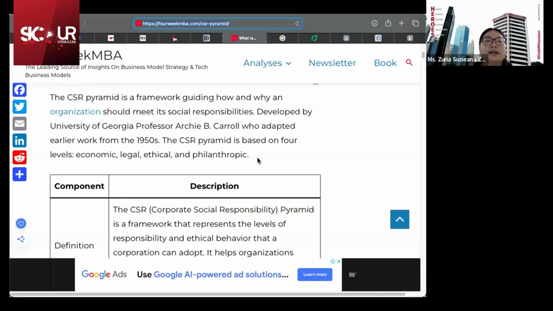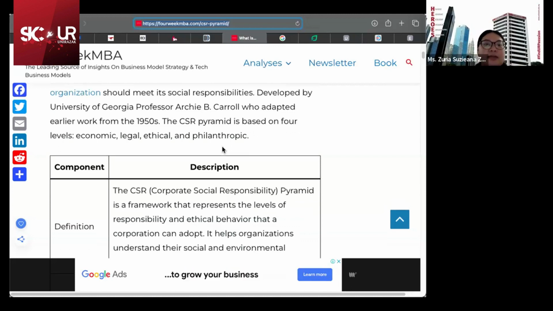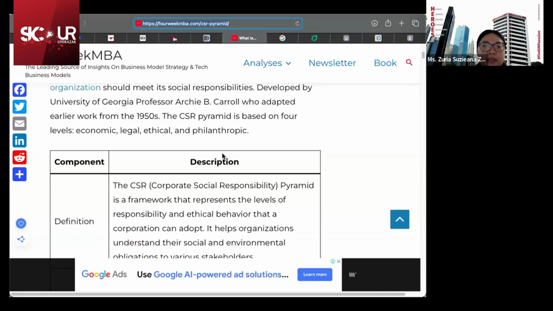This is actually a pyramid, a framework guiding how and why an organization should meet its social responsibility. We call it the Carroll pyramid of CSR, developed by Professor Carroll, who adapted work from 1950. The CSR pyramid is based on 4 levels: economic, legal, ethical, and philanthropic.